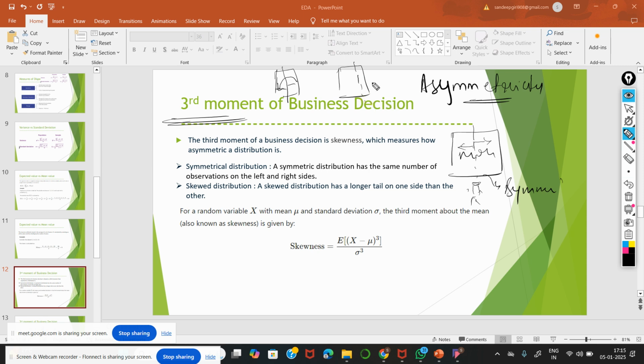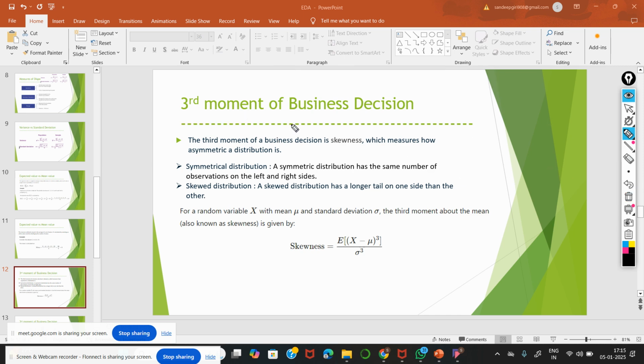No. What will happen? It will not overlap. If I fold it, it will be simply coming to this particular portion. It will not completely fill it up. This is known as asymmetricity, which is not symmetrical in nature.